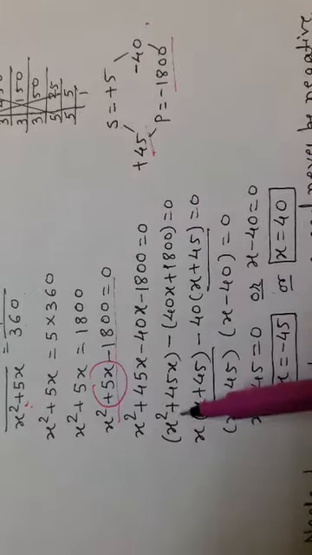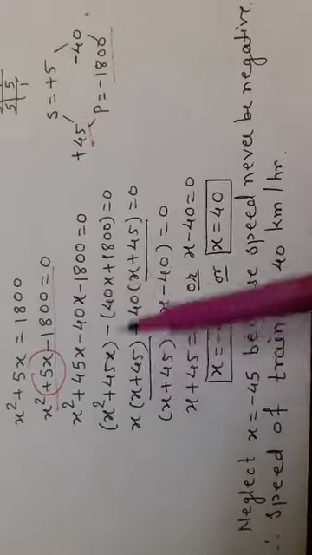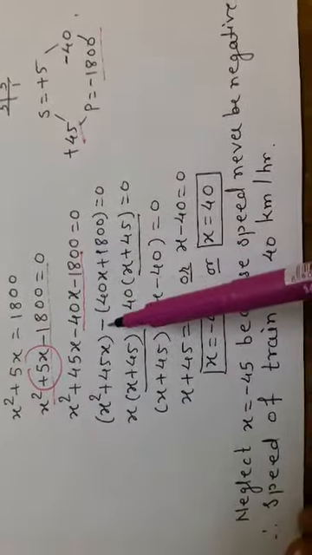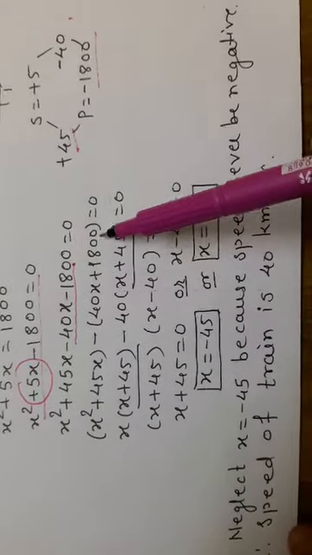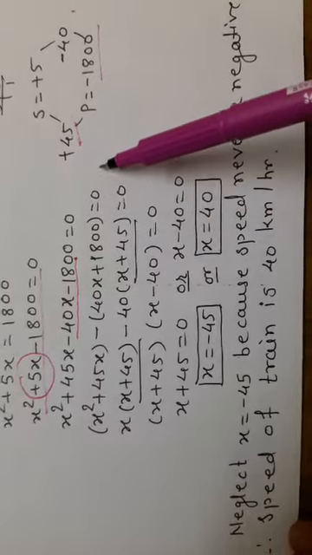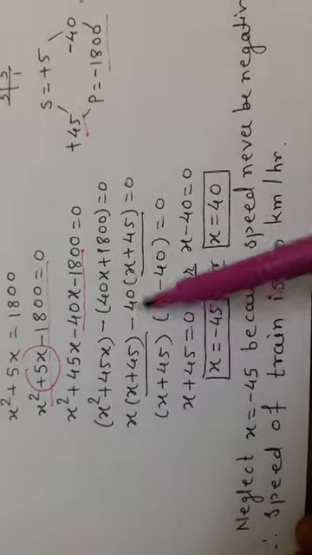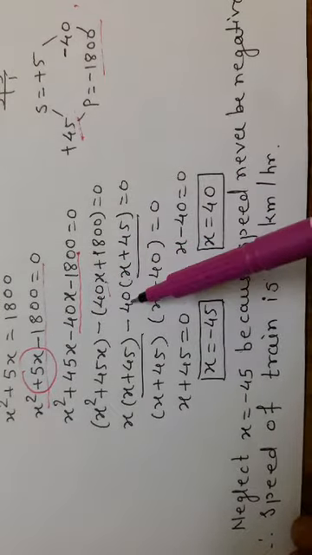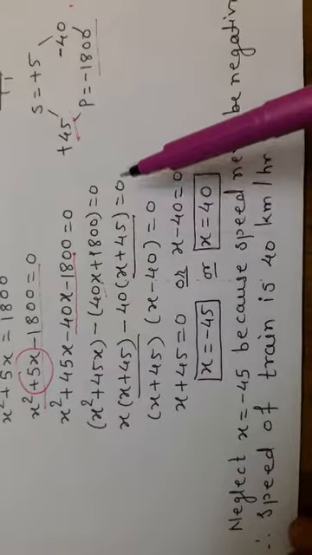There are 4 terms, so we are going to do grouping. In the first group, x square plus 45x. In the second group both have the minus sign, so minus is common, and we write 40x plus 1800 in the bracket, which is equal to 0. From this, x is common, x plus 45 minus, and since 1800 is divisible by 40, 40 is common. So what is left? x plus 45, which is equal to 0.